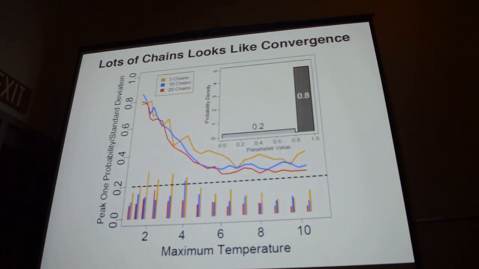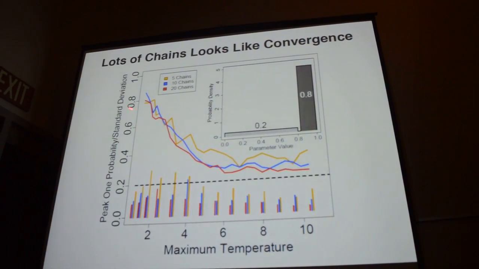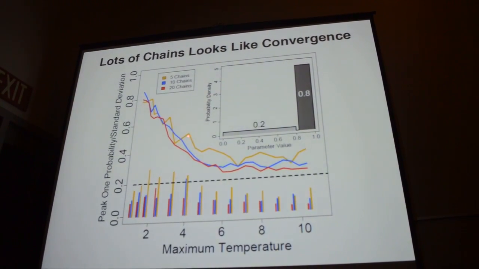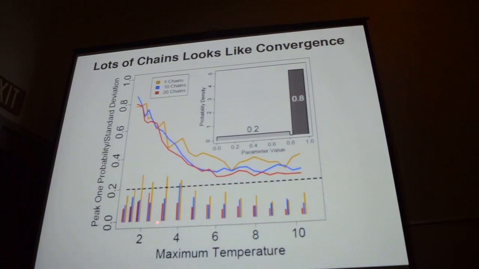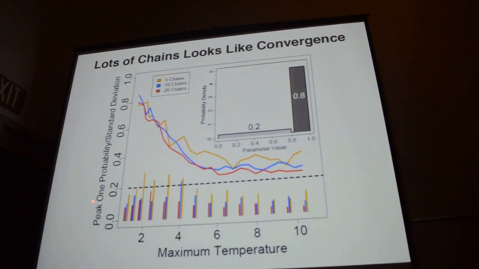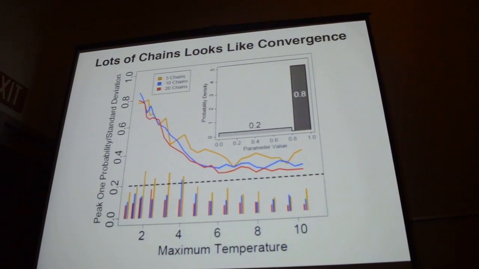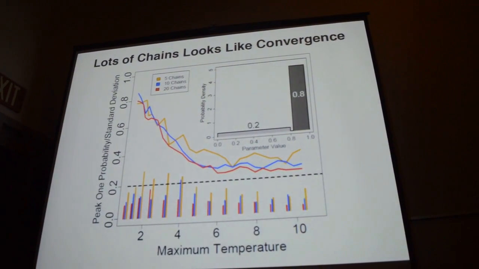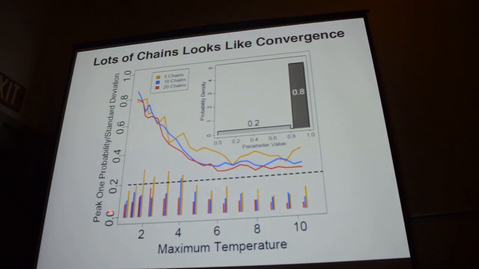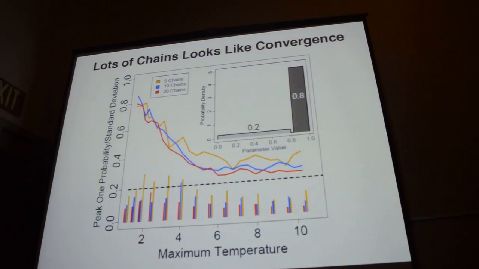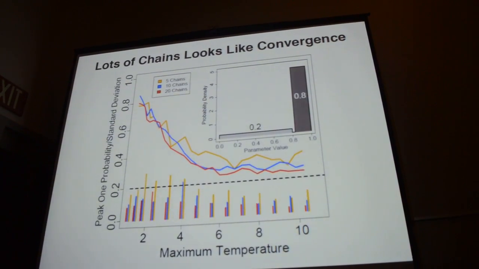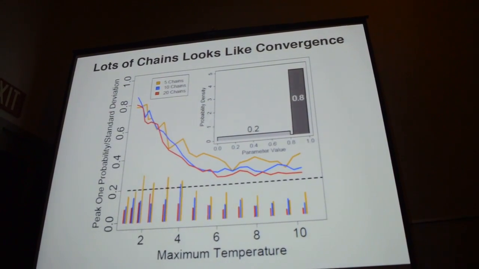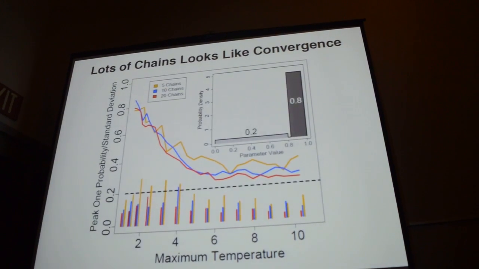Another interesting thing that happens: here we showed that the number of chains doesn't matter much in terms of the average estimated probability of peak 1, but down here I've plotted the standard deviation in these estimates across runs with different numbers of chains. And counterintuitively, as we increase the number of chains, the standard deviation in these estimates goes down. So what this essentially implies is that as we increase the number of chains, it starts to look more and more like we're getting really good convergence across independent runs.